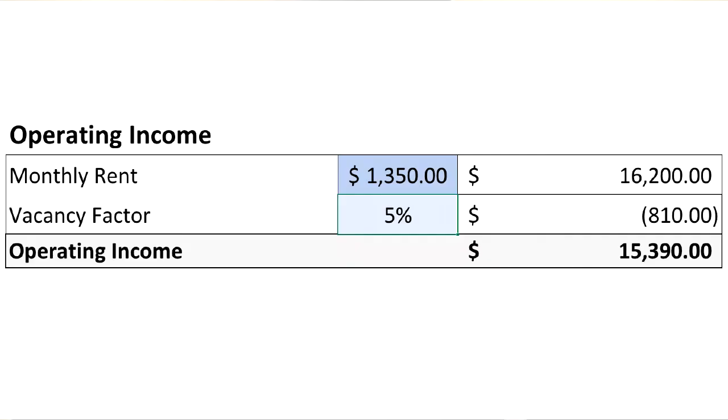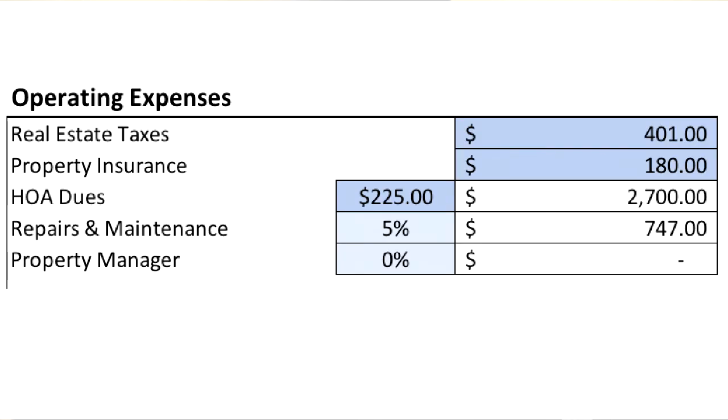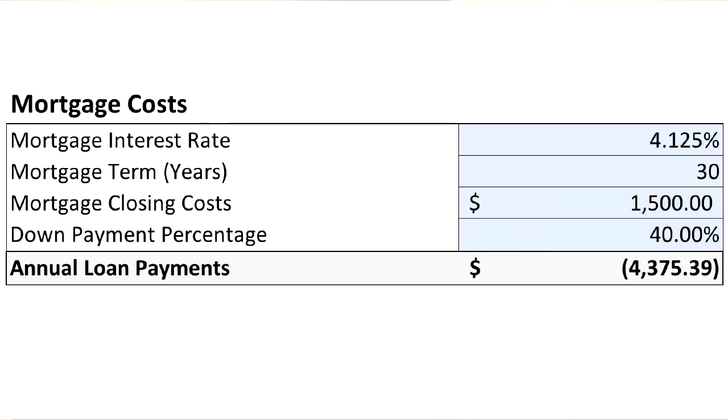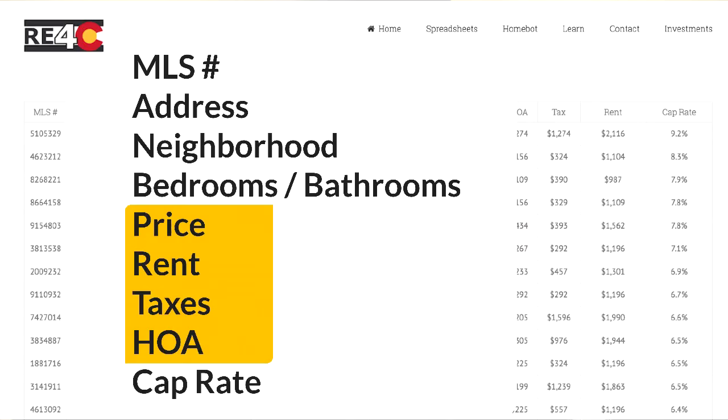My vacancy factor stays the same. Taxes, insurance, HOA, repairs and maintenance, I'm always going to have the same. Property manager is always going to be the same. My mortgage information, once I populate that once, I'm probably going to be leaving that the same. Okay, so, like my website that I showed you earlier, price, rent, taxes, insurance, HOA.